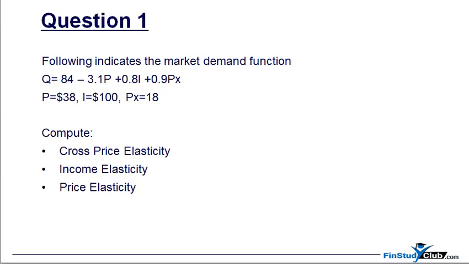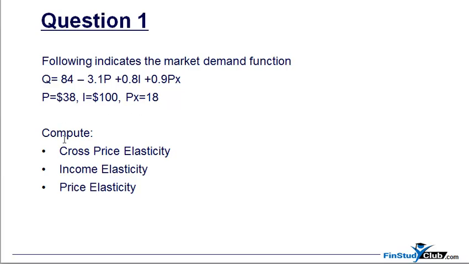So there we go. Here you have question 1, which is: the following indicates the market demand function Q = 84 - 3.1P + 0.8I + 0.9Px. Q indicates the quantity demanded, P indicates the price of the concerned product, I is the income of the consumer, and Px is the price of some other product, which could be a substitute or a complementary. Currently P, which is the price, is prevailing at $38, I is currently $100, and Px is 18.